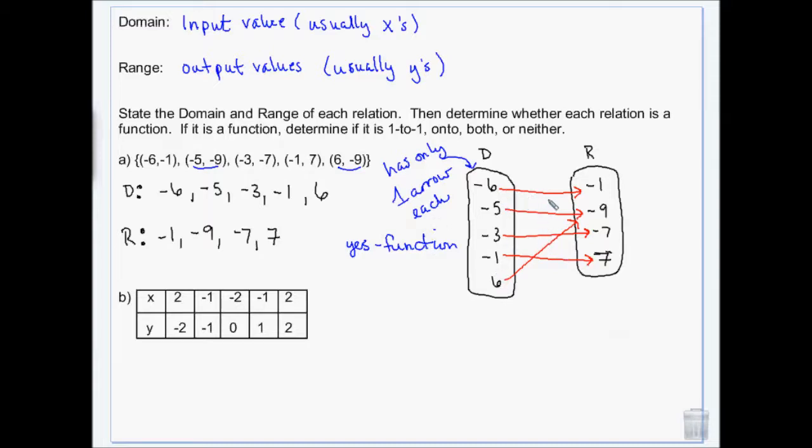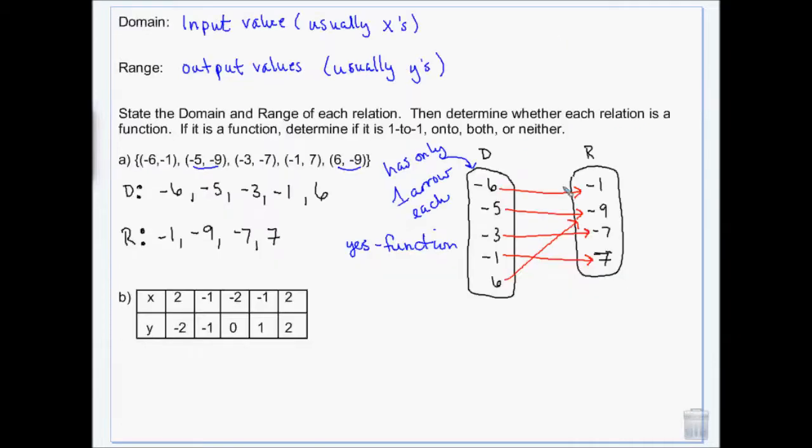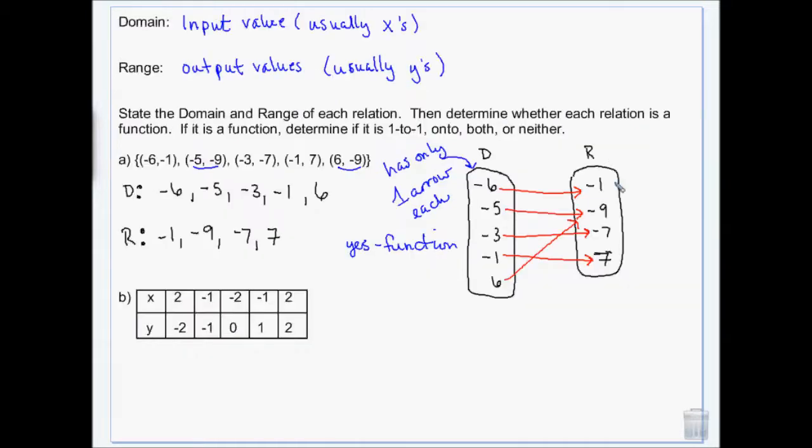And then what I do is I look and I see that to be one-to-one and onto, so both, you have to have like 1 arrow going to one, like each side has to have only 1. I don't have that here. But what I do have is each one of these are being used, and each one of these are being used, but see how this has 2 arrows? That looks like this. So what I have is it's a function and it's onto.